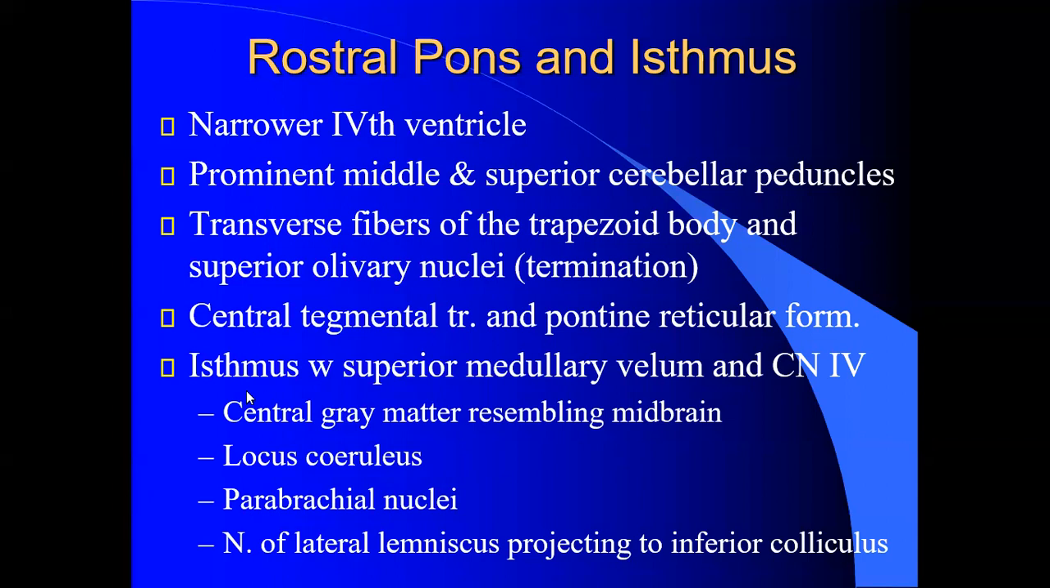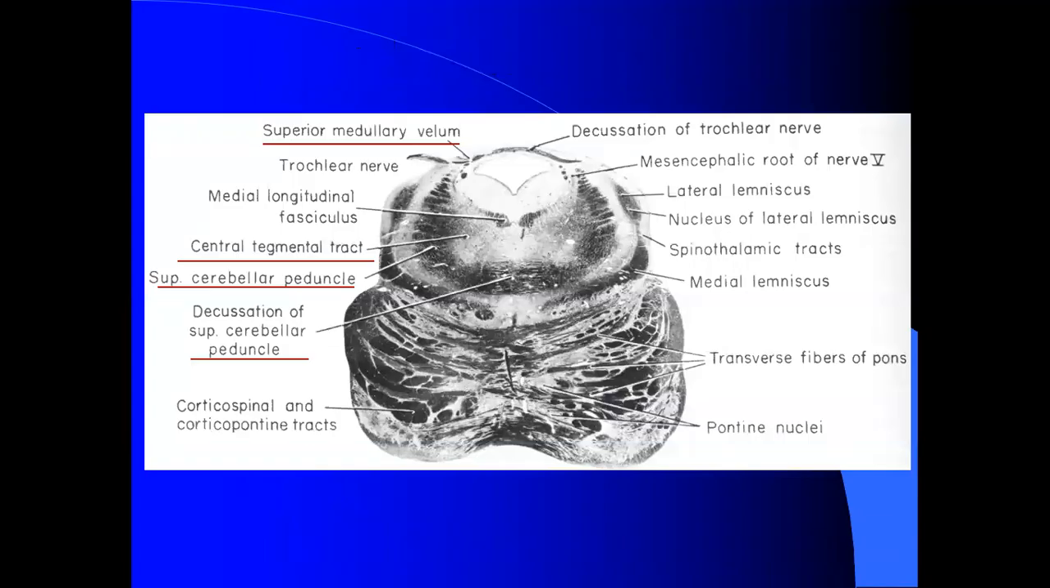And then you have these other specific rostral pontine nuclei. The locus ceruleus is in the rostral pons. The parabrachial nucleus is in the rostral pons. And you'll see some lateral lemniscus, which is going to be projecting down to the inferior colliculi. And there are some interesting correlations that we'll get to look at here. So this is the appearance of the rostral pons. So get used to that.